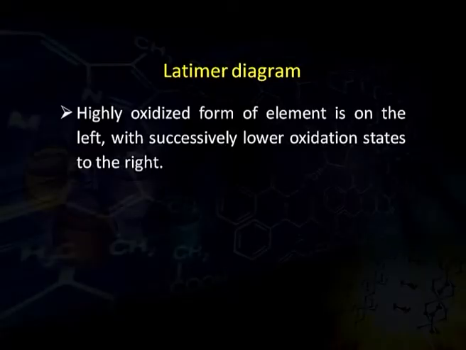Let us discuss first the Latimer diagram. A Latimer diagram of an element is a summary of the standard electrode potential data of that element. It is named after Wendell Latimer, who was an American chemist. The Latimer diagram shows the redox information about a series of species in a very condensed form. Highly oxidized forms of the element in the Latimer diagram are kept on the left with successively lower oxidation states to the right. Means if you move from left to right, you will find how strongly oxidizing and weakly oxidizing states and elements are getting arranged.